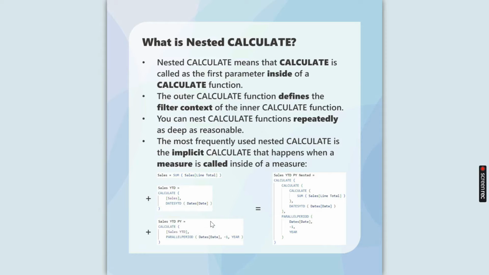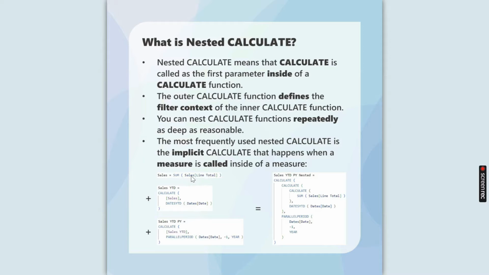Okay, but here you can see to calculate this sales year to date previous year we have to create three different measures, right? So now instead of creating three individual measures to calculate the total sales year to date previous year, we can create only one measure, that is sales year to date previous year nested, equal to, we will use the nested calculate DAX function, and inside this nested calculate DAX function, we can pass these calculations, that is sum value of the line total column of the sales table.